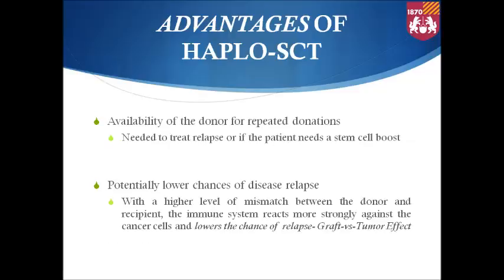The other advantage is the availability of the donor for repeated donations, and this becomes important if we need to treat relapse or we need to give a stem cell boost to help the hematological or the immune system of the patient. And potentially, it can lower the chances of disease relapse because we know with a higher level of mismatch between the donor and the recipient, the immune system reacts more strongly against the cancer cells, and in some cases, it can lower the chances of relapse, which is something we call the graft versus tumor effect.